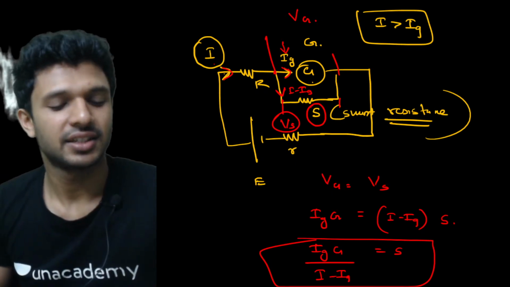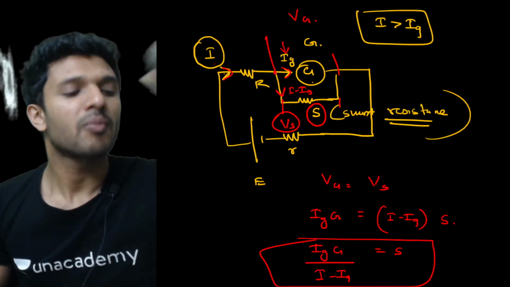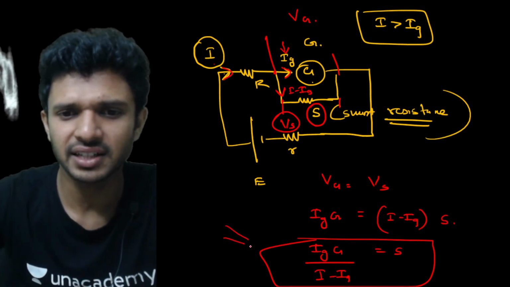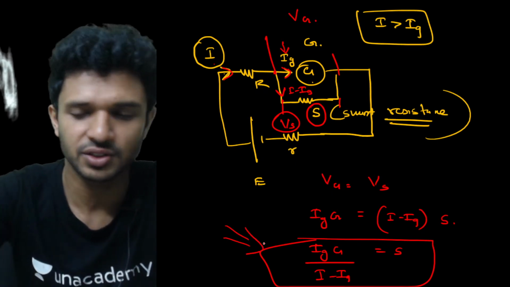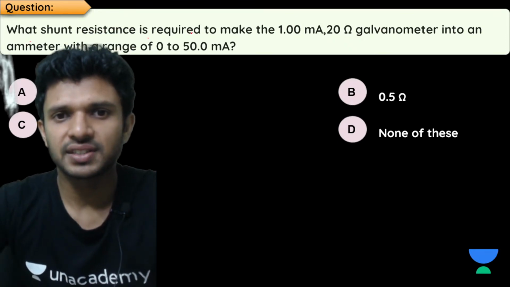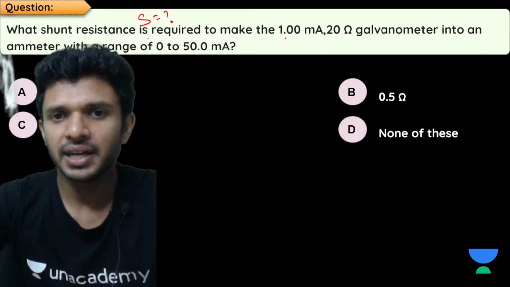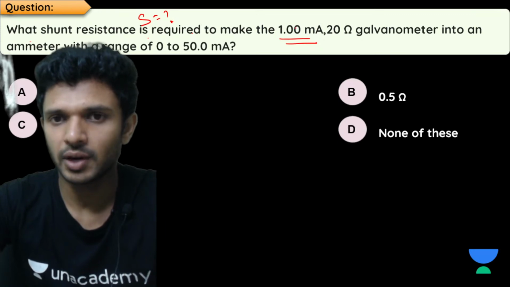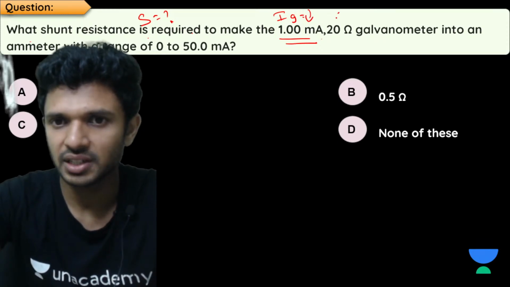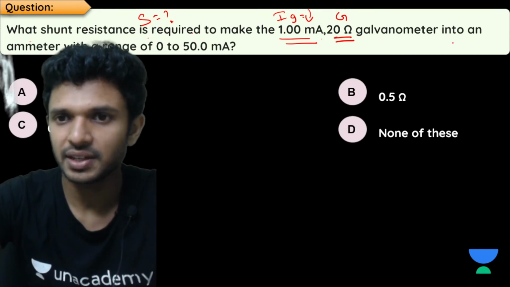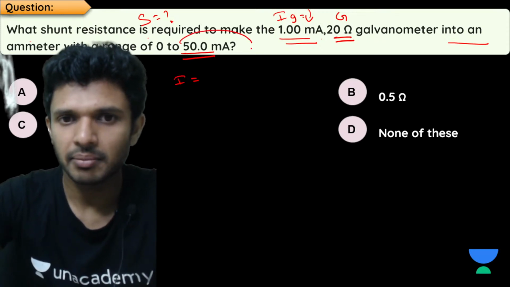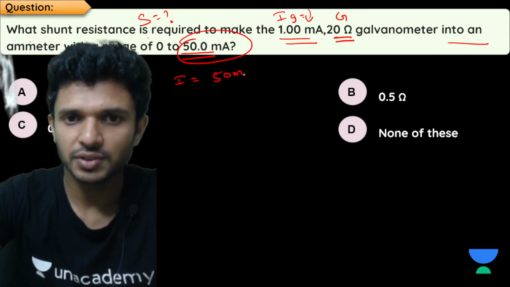Clear? Okay. So just like the concepts, please learn this formula by heart, because questions are going to come from this formula only. Very simple. Look. What shunt resistance is required to make a 1 milliampere, 20 ohm galvanometer, where 1 milliampere is Ig, the maximum value of current that can be passed through the galvanometer, and this is G, the resistance of the galvanometer, into a meter with a range of 50 milliampere, which means the I value, the maximum current you want to pass now, is 50 milliampere.